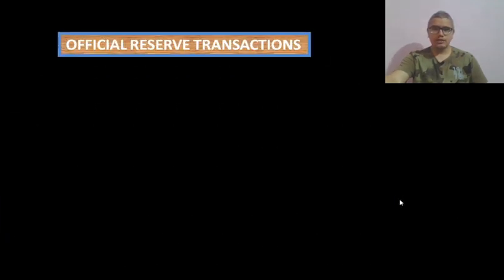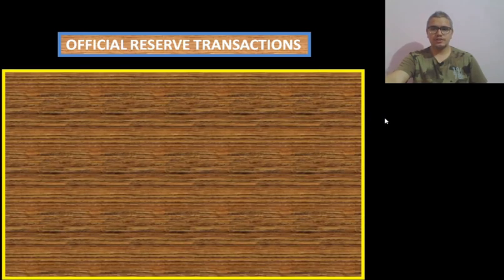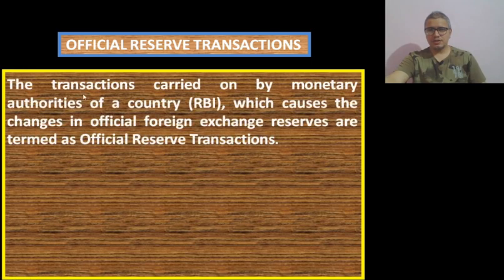Now we will move on to the very last topic of this chapter, that is official reserve transactions. What do we mean by official reserve transactions? It is also related to accommodating items. If you see, there is not much of difference. The transactions carried on by monetary authorities of a country, that is in case of India RBI, which cause changes in official foreign exchange reserves, are termed as official reserve transactions. So whatever transactions are done by the RBI, and because of those transactions, if the foreign exchange reserves of the RBI are changing, then it is termed as official reserve transactions. And why is there the need for RBI to make changes in this official foreign exchange reserves?